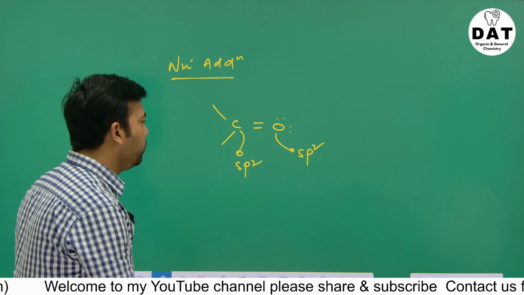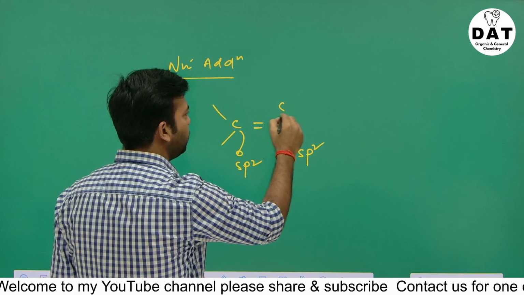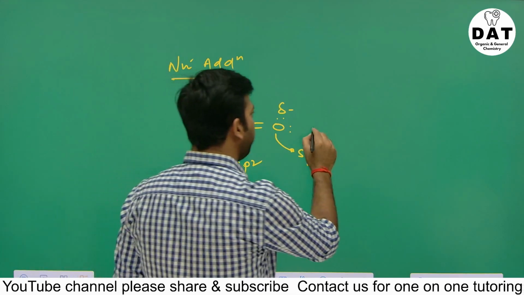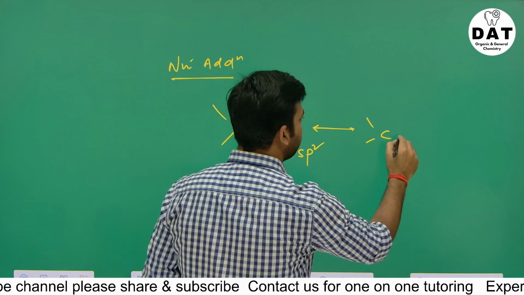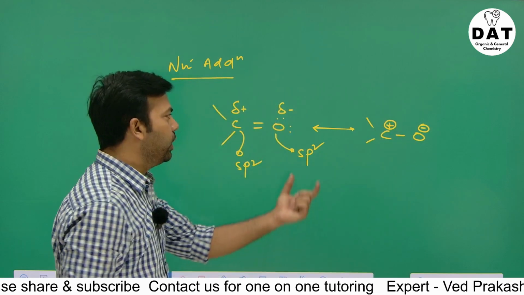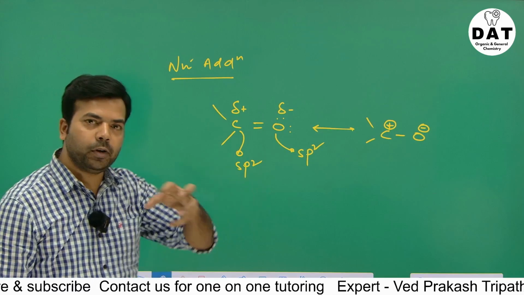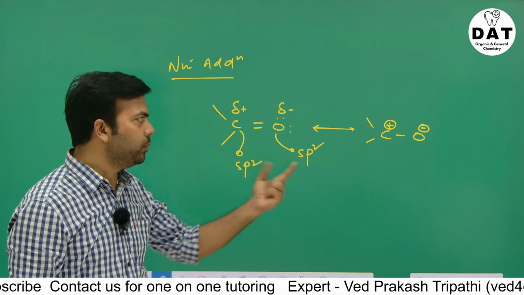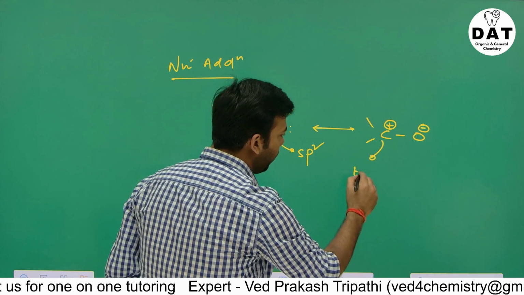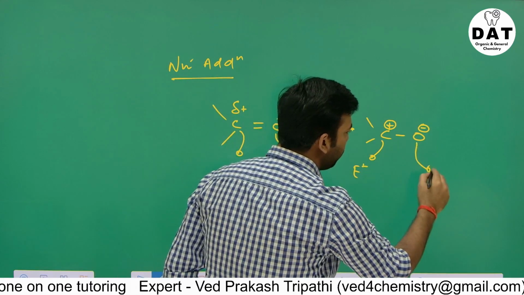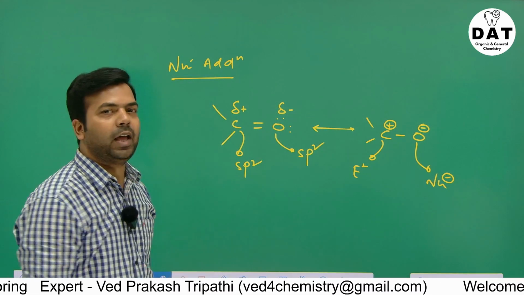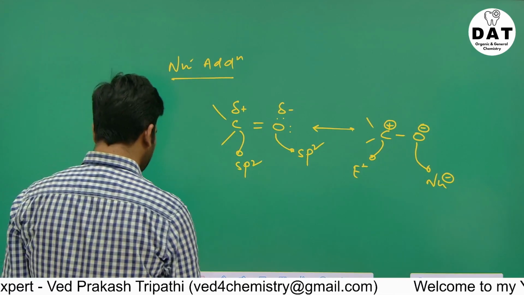Clear? And if you are going to break this one, why are we going to break? Because oxygen is delta negative and carbon is delta positive. So it is going to break like this, and this is the resonance structure of this. Clear? As you can see, oxygen is more electronegative, so it will pull the electrons of the carbon. So carbon becomes electron deficient. So this carbon is called an electrophile, and this oxygen is a nucleophilic atom. Make sense? And this is a planar structure.